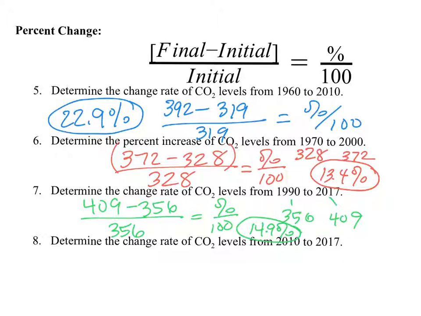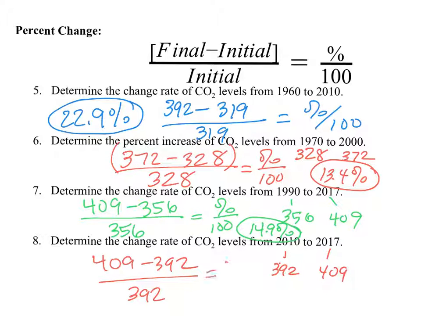Last one on here that I'm going to do is I see 2010 to 2017. And as you maybe saw when we did the conversion factors before, this gave me the biggest conversion factor, or the biggest change per time. But here, when I do a percent change, this is 392. This is 409. So my difference, 409 minus 392, divide by the initial, is percent over 100. Cross multiply, and I get 4.3%. So this is mathematically how you do this.